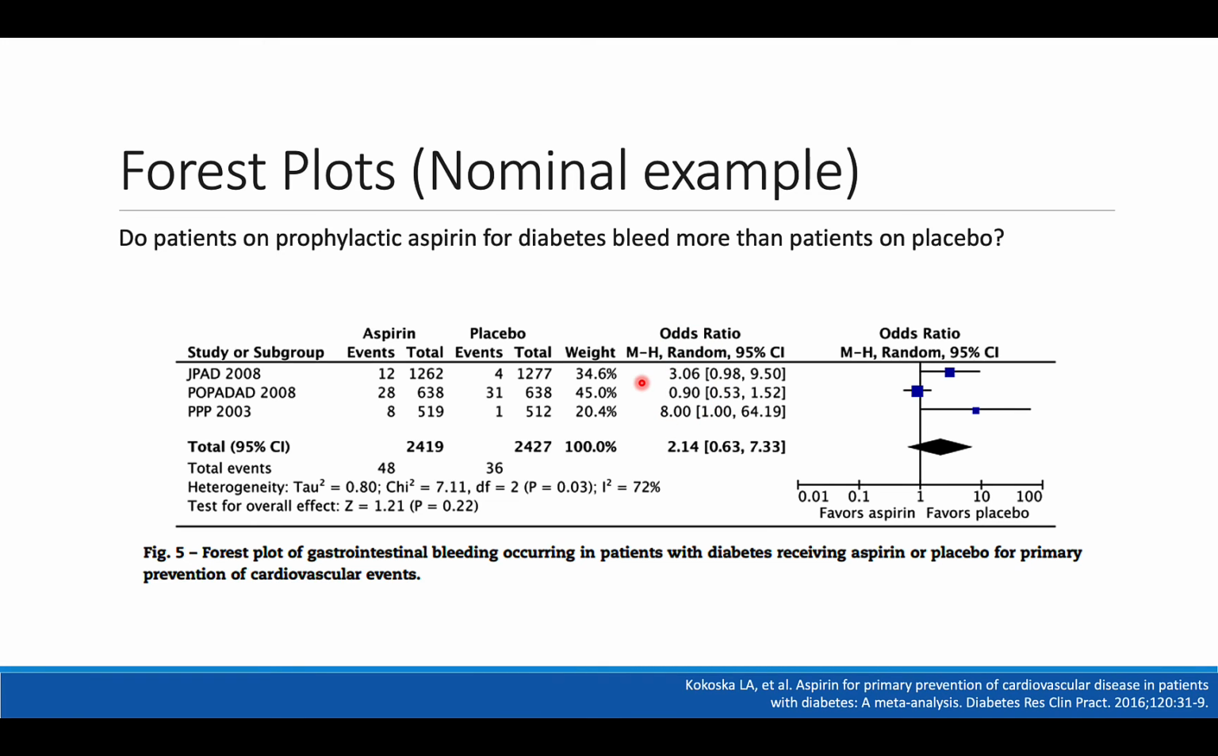So when we pool all the studies together to get this diamond down here, we see that this is our point estimate for our odds ratio, and it states that it is 2.14. And then our 95% confidence interval here is quite large. So it goes from 0.63 to 7.33. So it is crossing 1. You can see that with the diamond. So it's not statistically significant.